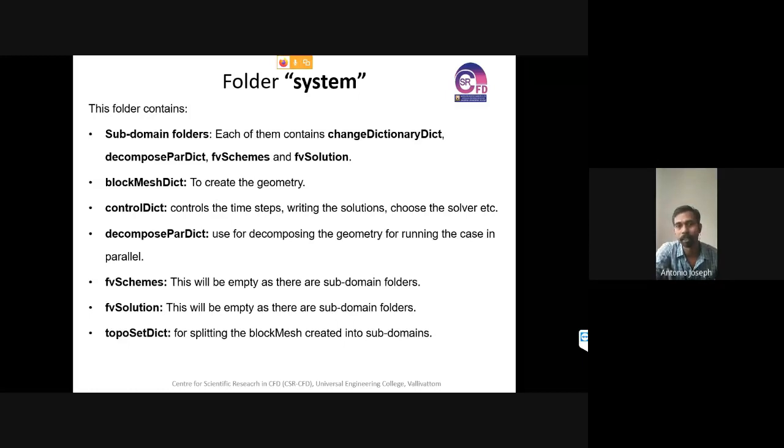Then we have the decomposeParDict, if you wish to run in parallel, and fvSchemes and fvSolution will also be there. Then outside the subdomain folder, still inside the system folder, we have the blockMeshDict, the controlDict, again decomposeParDict, then fvSchemes and fvSolution. All those things are similar to what we had discussed. The new one is topoSetDict. It's just for splitting the block mesh and creating the subdomains or the geometries that we want.